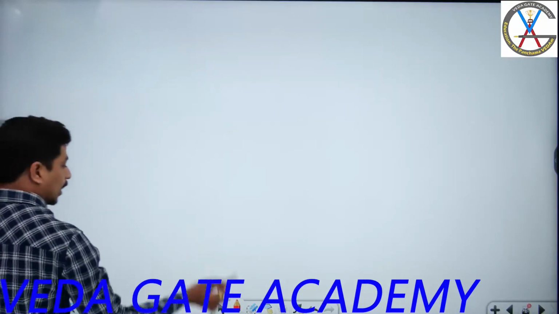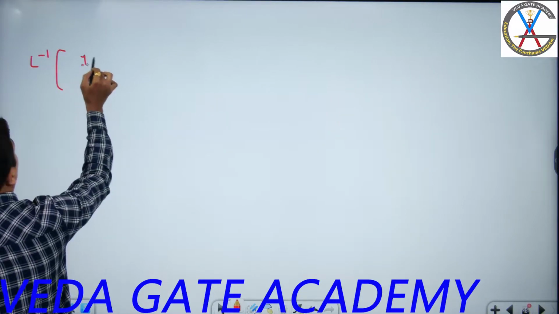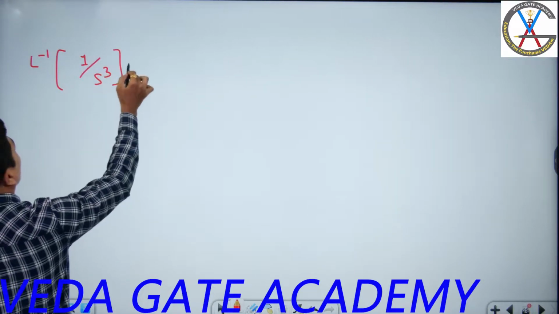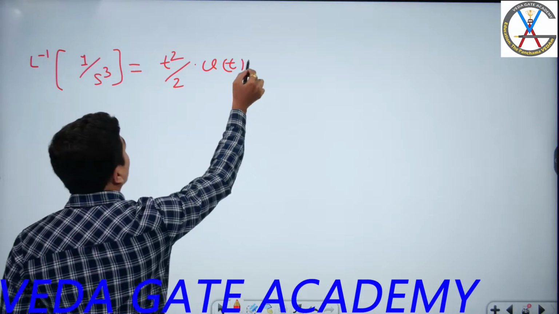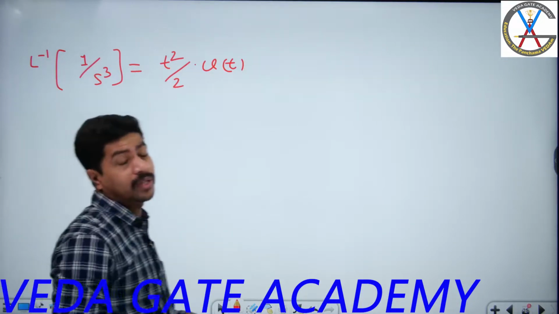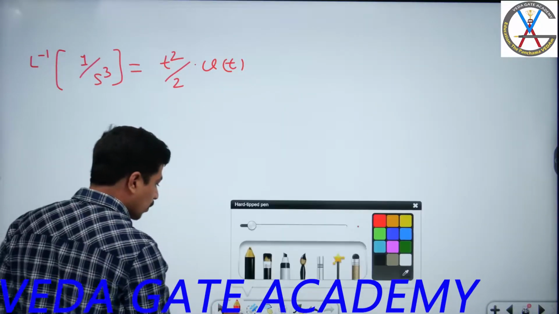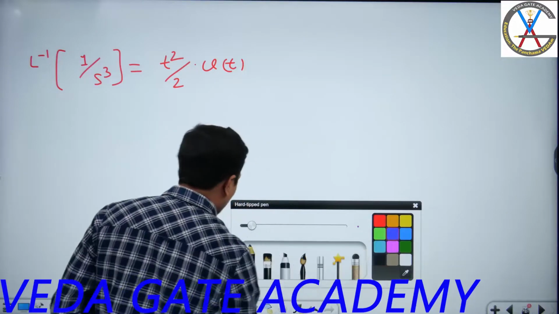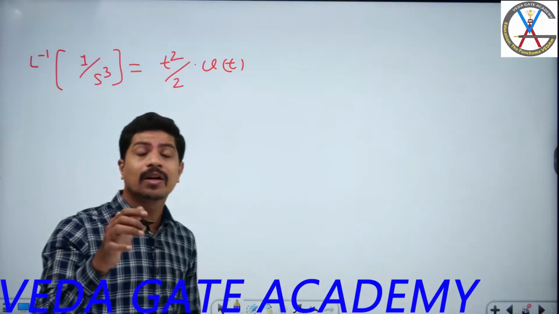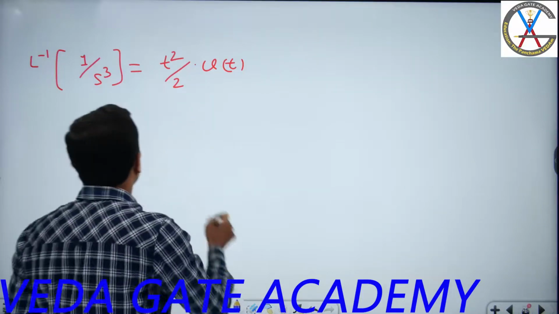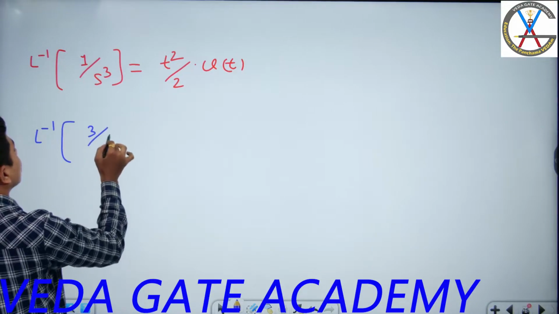Now, let us take inverse Laplace also. Inverse Laplace of 1 by s cube is what? Yes, t square by 2 into u of t. You must write that u of t, otherwise it's not parabolic. In control systems, t square by 2 is a parabola, but the parabolic signal is defined only for t greater than 0.